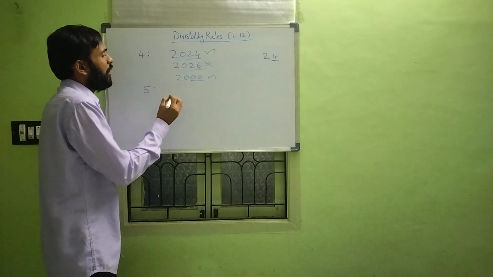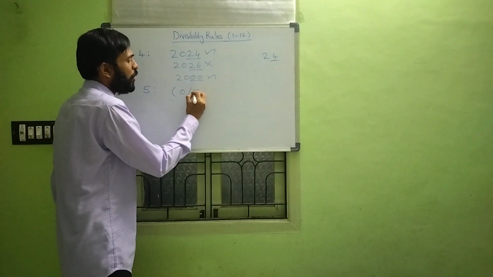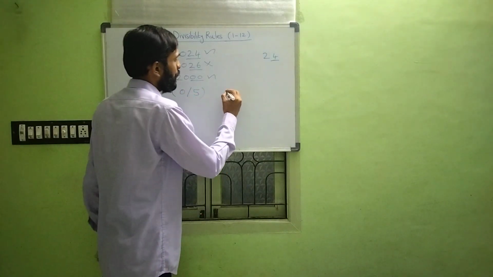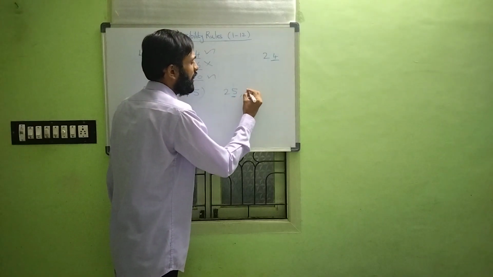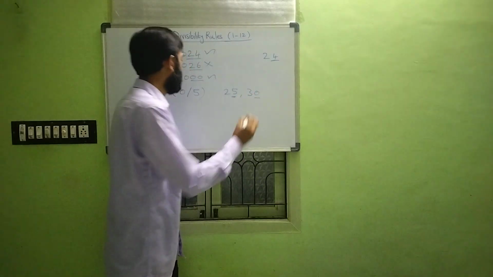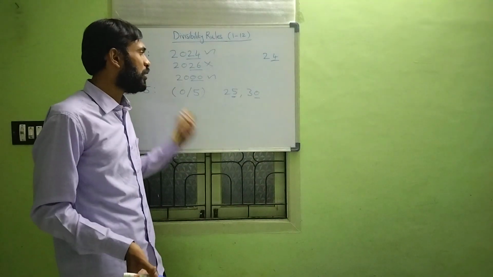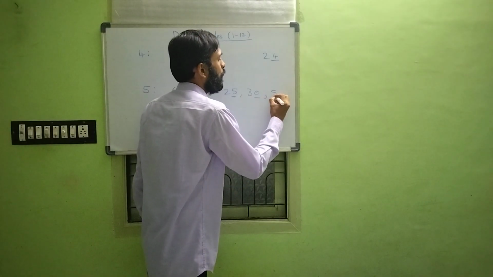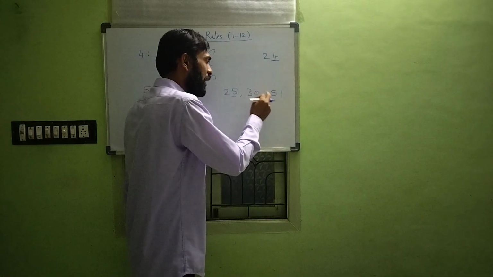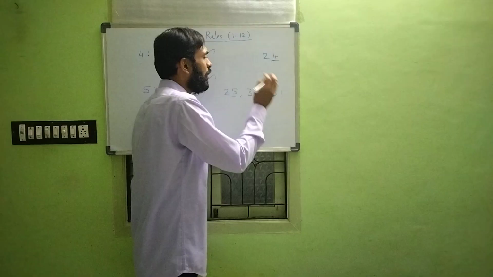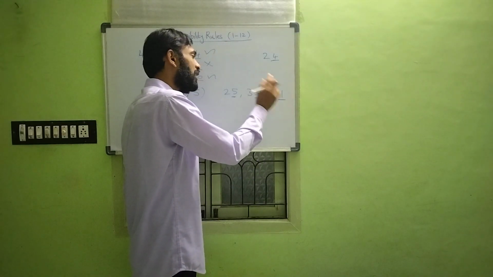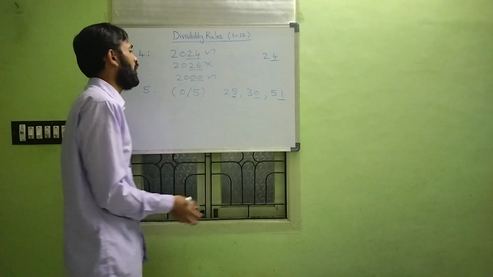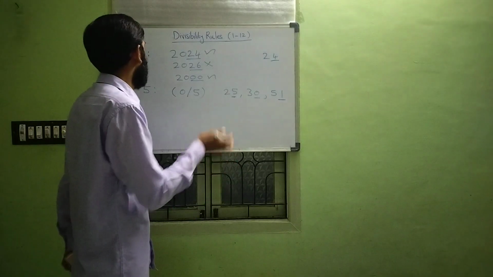For 5, the last digit must be either 0 or 5. For example, 25, last digit 5, or I can take 30, last digit 0, it is also divisible. When you take 51, here we have 5, but it is not in the ones place, so it is not divisible. We should have either 0 or 5 in the unit digit, or else it is not divisible.